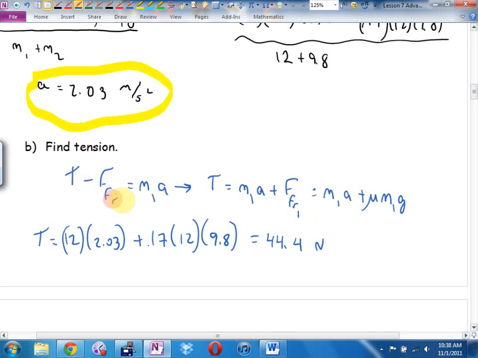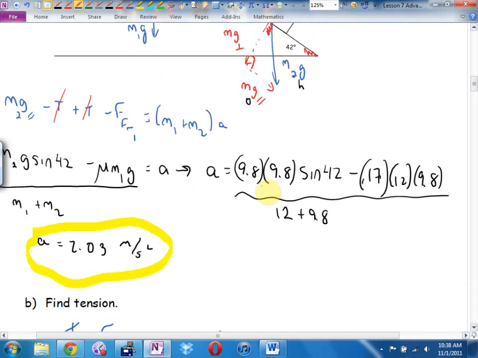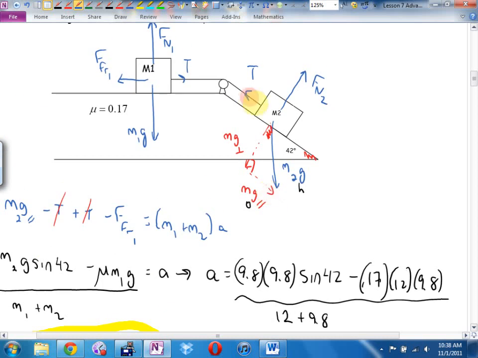And then once you knew the acceleration, what if I didn't tell you mass 2? Could you use tension and mg parallel and acceleration to find mass 2? Yep. That's an easy curveball to throw at you. I think there's one in the homework or in your review, which is why I'm not doing one right now.